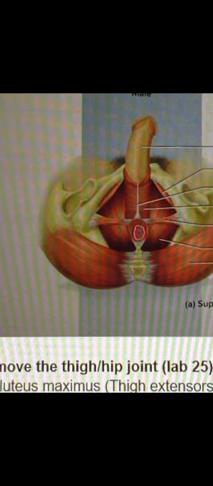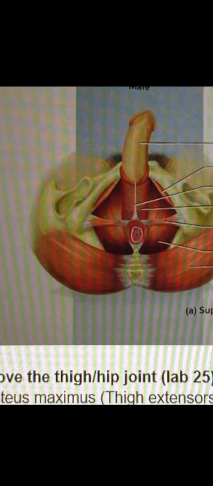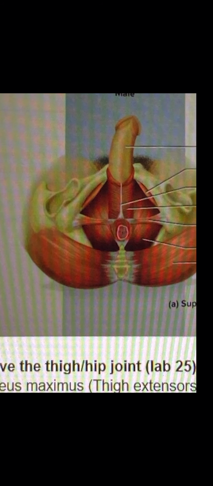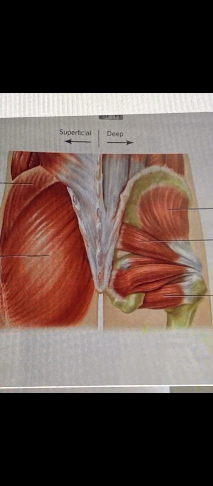Next slide shows the male part. So the ischiocavernosus is right here, and the bulbospongiosus is right here on the periphery, and then the levator ani, which is on both sides, yes, that is located around the anus. So next slide, you can see the gluteus medius, which is on top, and the gluteus maximus is below.